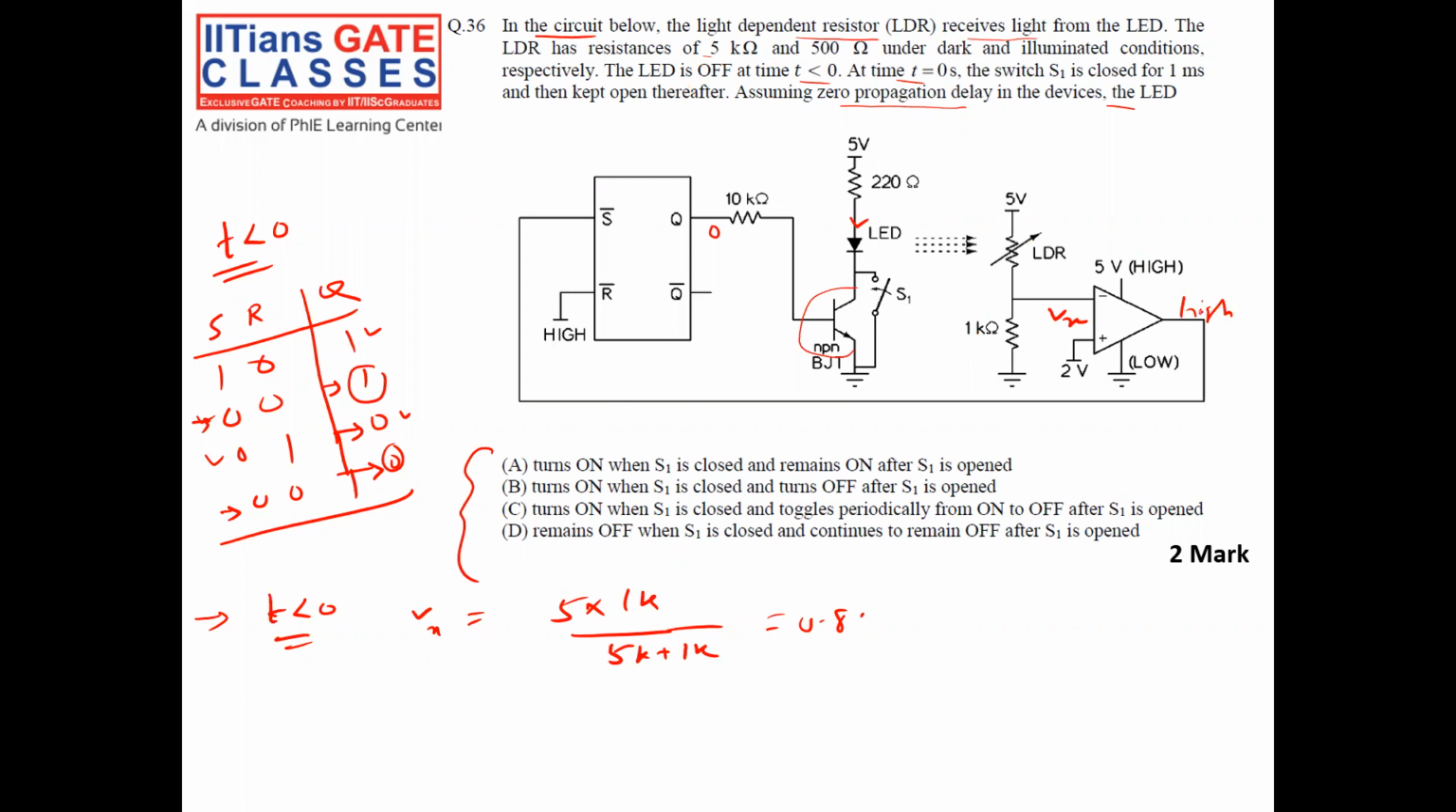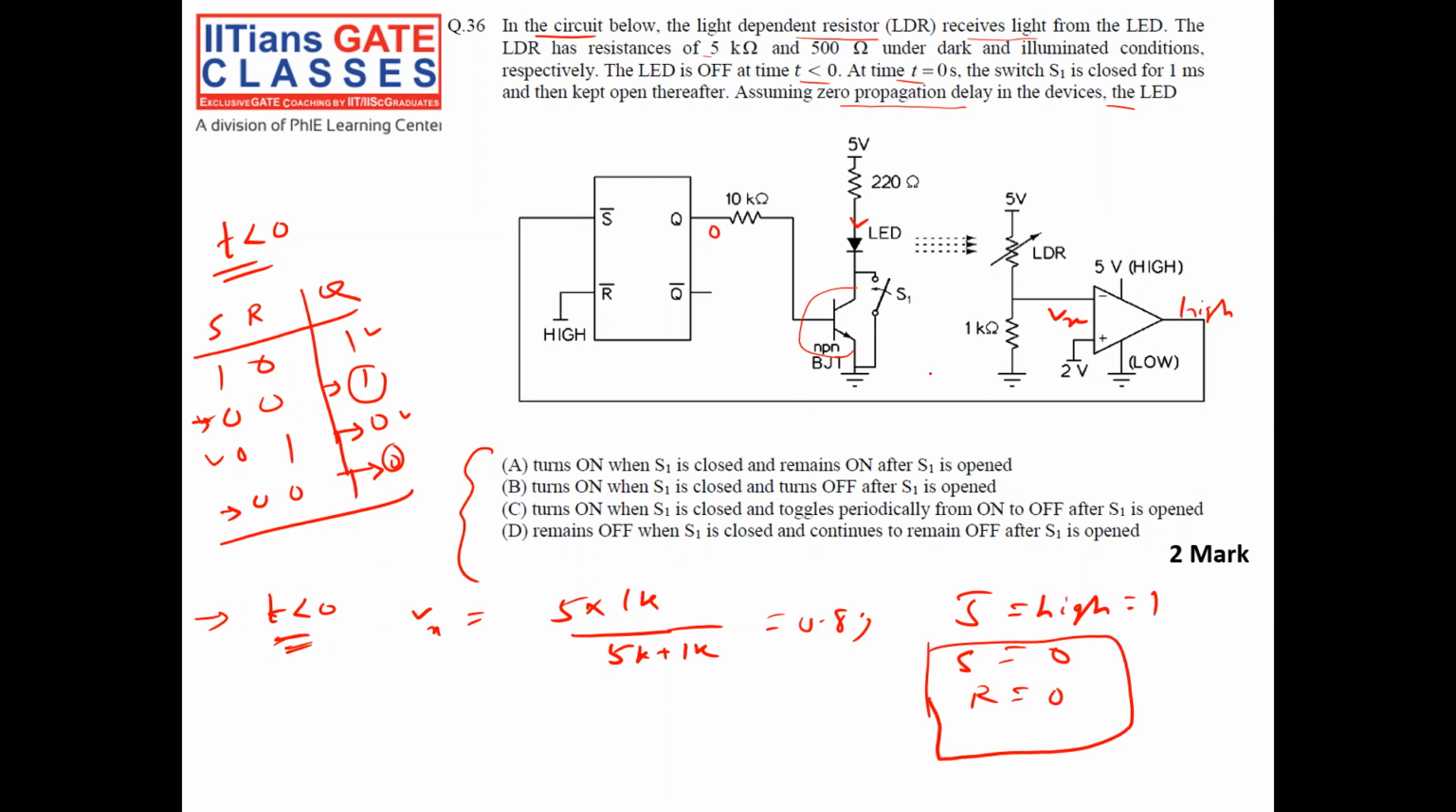So that means S bar is high. For t less than 0, S bar is equal to high, which is equal to 1. Simply S is equal to 0. R bar is already tied to high, so R is equal to 0. So this is the condition of my SR flip flop for t less than 0.